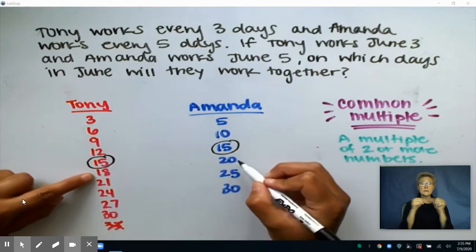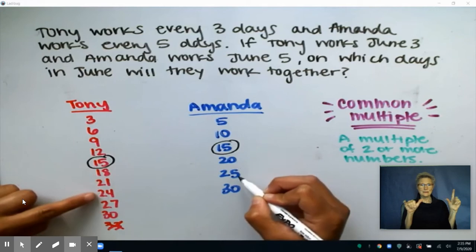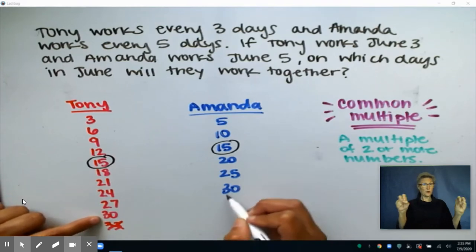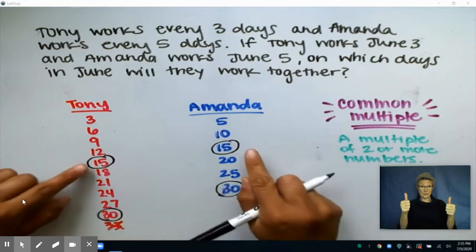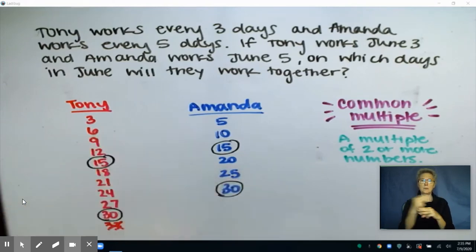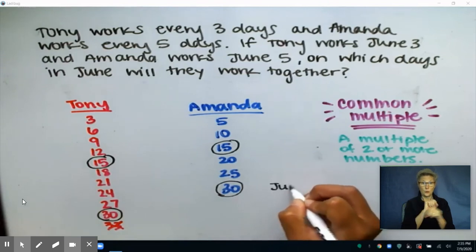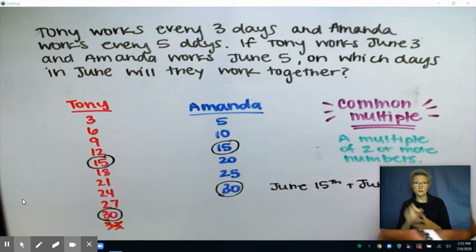Let's keep going. I see 18 is not shared, 20 is not shared, 21 is not shared, 24 and 25 are not shared, 27 is not shared, but when I get to 30, I do see that 30 is shared as well. So both 15 and 30 are common multiples of the numbers 3 and 5. So to answer this question, on which days in June will they work together? They will work together on June 15th and June 30th.